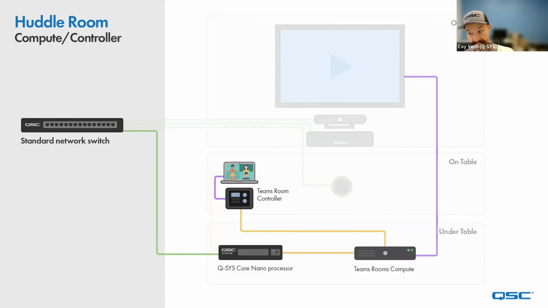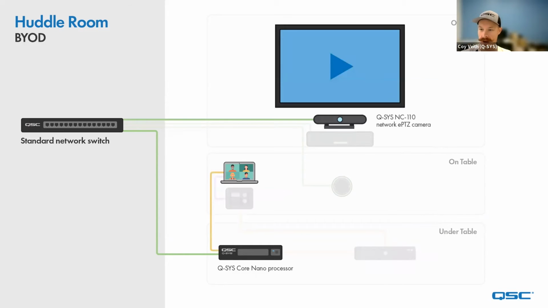And then we show our Teams room compute with controller driven the same way, right? We're just going HDMI out into the display here, but we're going USB from the controller into the compute and then USB from the compute into the Nano. And then this is interesting. We're showing this laptop going into the Nano as well.